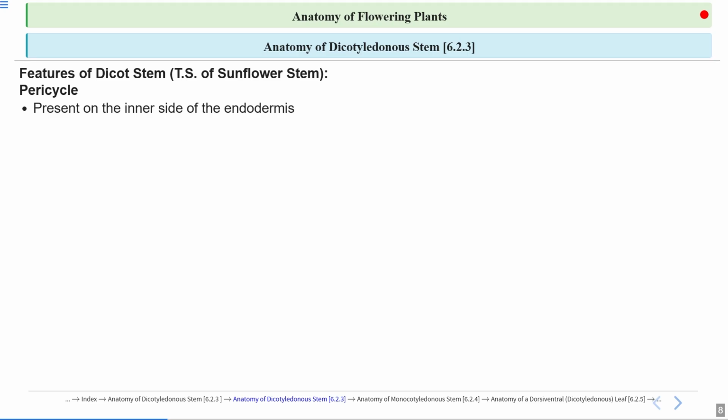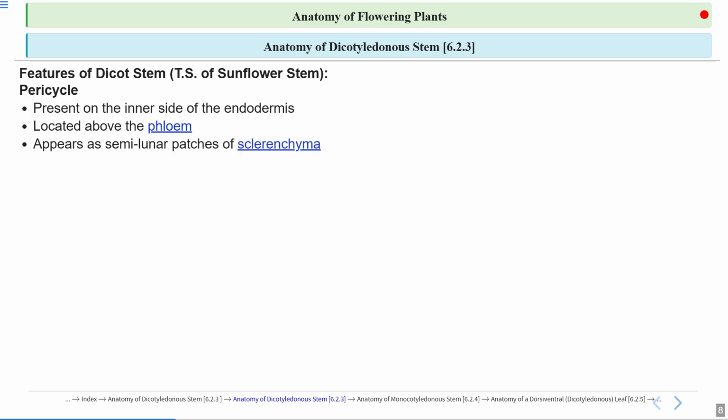Present on the inner side of the endodermis. Just below the endodermis, there is a pericycle region. The pericycle is located above the phloem. And just below the pericycle, you can see the phloem, which means the vascular bundle is present. So it is located above the phloem, this pericycle region.